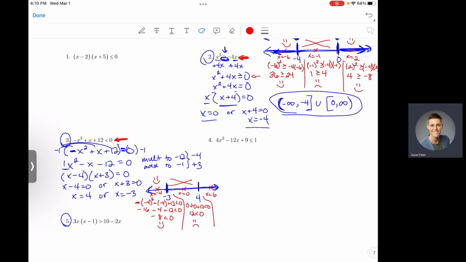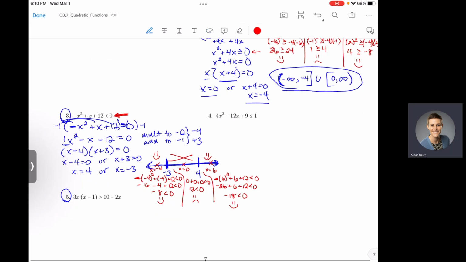And then my test value for x equals 6, I'm going to plug that in. I have -6 squared plus 6 plus 12 is less than 0. 6 squared is going to be 36 times this negative will be -36 plus 6 plus 12 is less than 0. -36 plus 6 is -30 plus 12 is -18. That should be less than 0, and it is. That's definitely true, which means this outer part works.